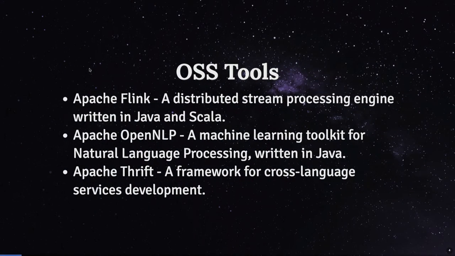So we'll be talking about a bunch of open source software tools in this presentation today. Obviously, we're looking at Apache Flink. And folks who were around for Stefan's talk this morning about Pravega and Flink, I'm sure you're aware of Flink. And we'll be talking about Apache OpenNLP. I'm one of the committers on the project, and it's basically machine learning software for natural language processing.